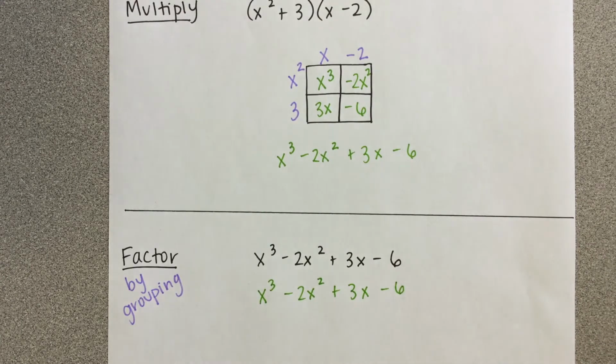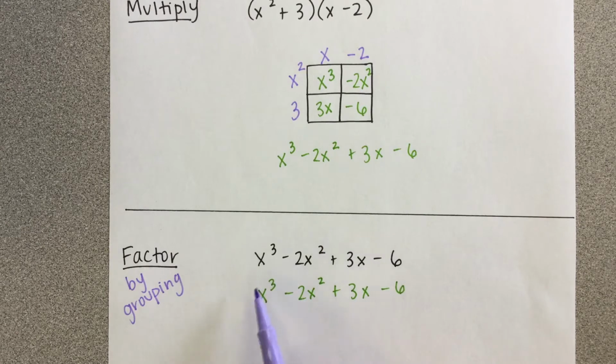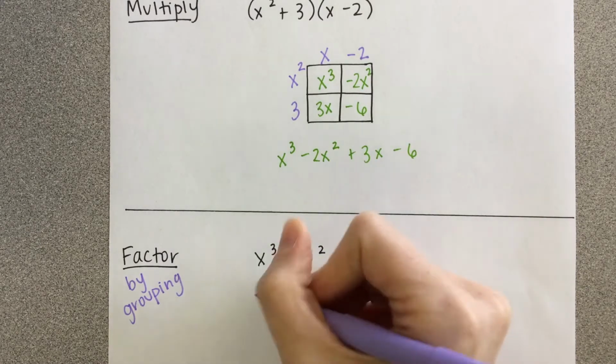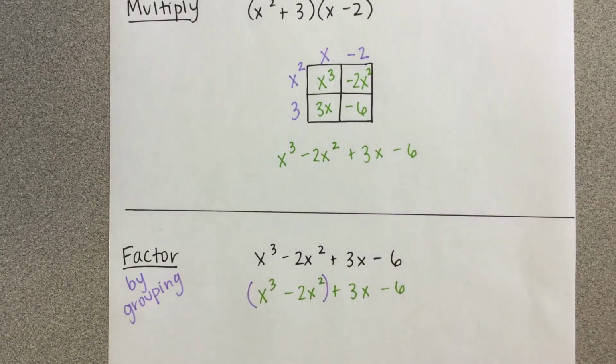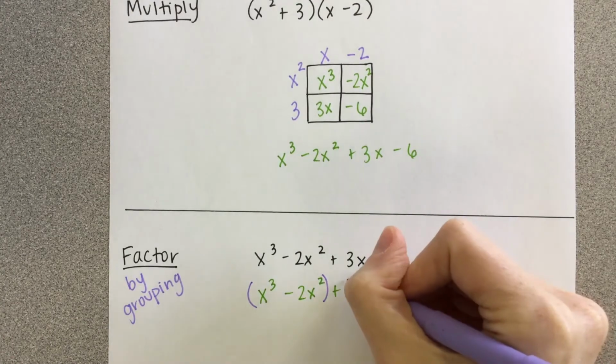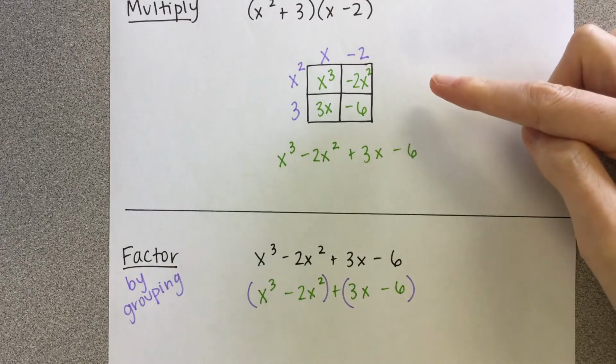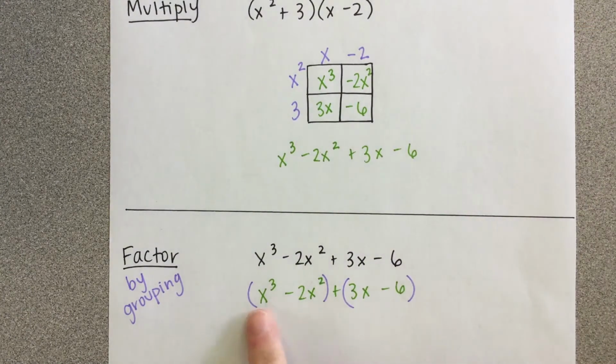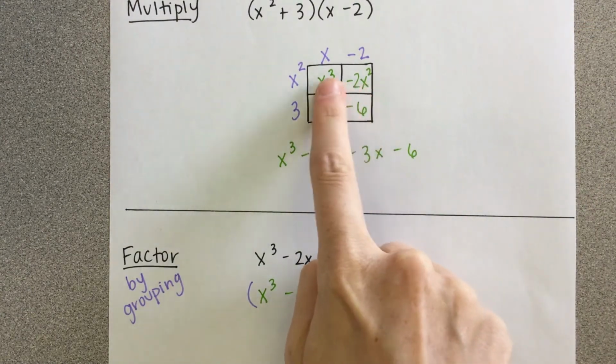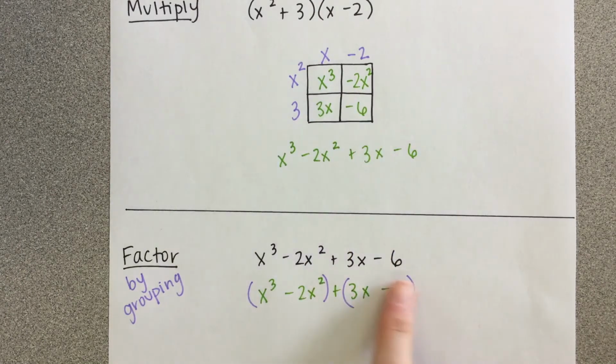And what I mean by group is put them in parentheses. So we're going to put the first 2 terms together in a group. And we're going to put the second 2 terms together in a group. And then looking back at our multiplication problem, notice that our groups, so these 2 terms, are just the rows here in the box method, right? In this group, that's these 2 terms.